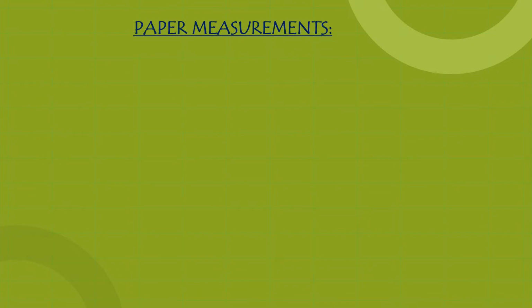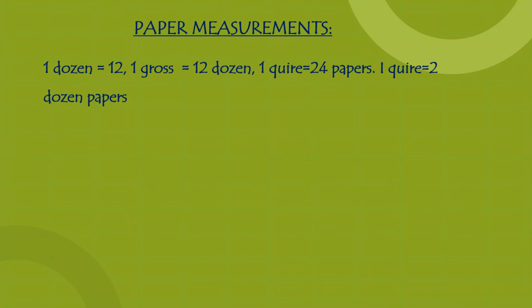Paper measurement. 1 dozen is equal to 12. Remember, these are the things that you will need throughout the chapter. You will need this information so that you can solve the sums quickly and easily. You should know this much. Okay, 1 dozen means 12.